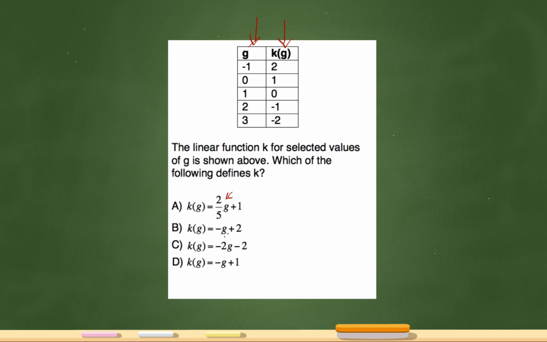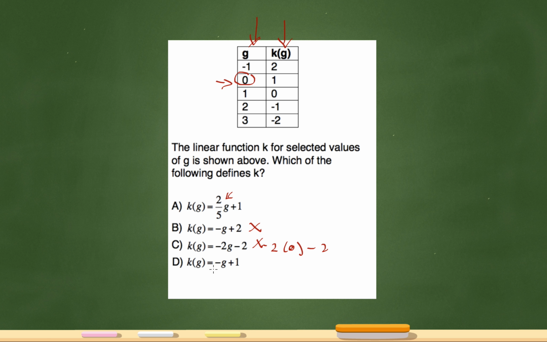So B will be negative 0 plus 2, which will be 2. But that won't work. So B won't work for this value right there, right? So I can eliminate B. Let's go to C. C will be negative 2 times 0 minus 2. Negative 2 times 0 is 0. 0 minus 2 is negative 2. But the output, when I input G for 0, for any of these values, it should give me 1. So that's why C won't work either.